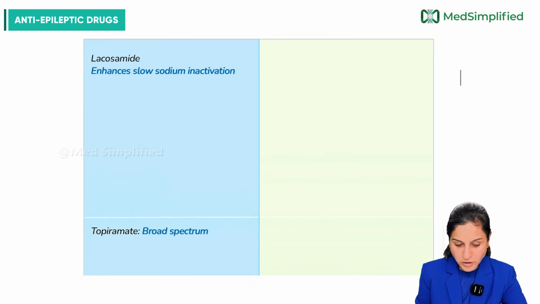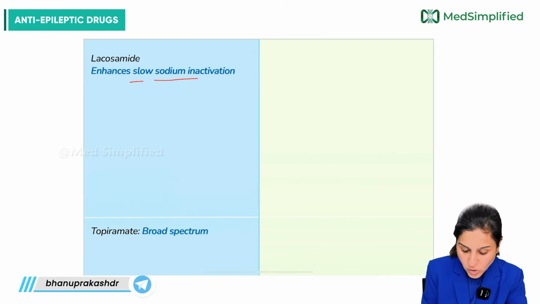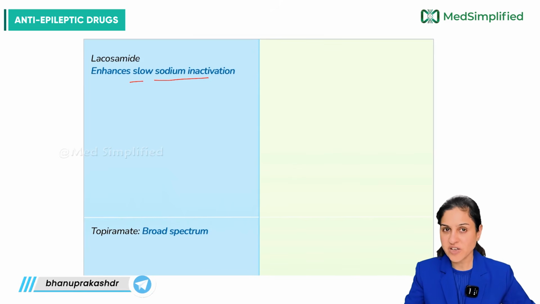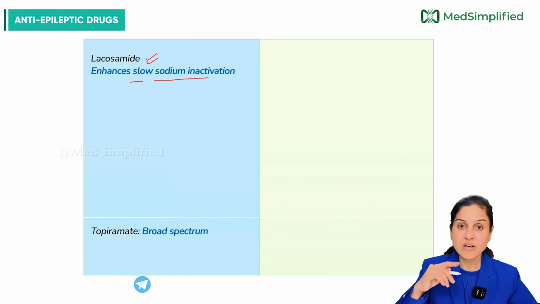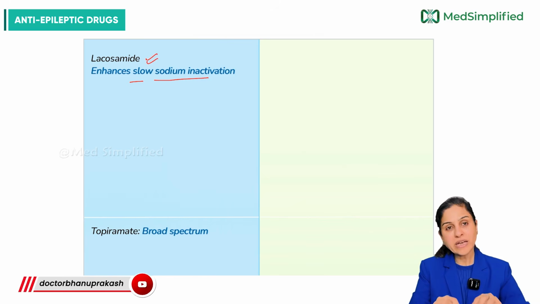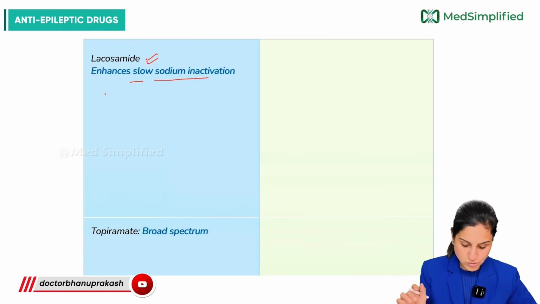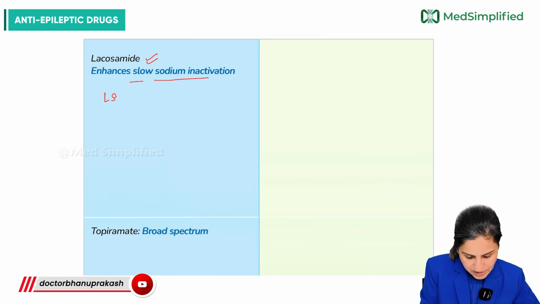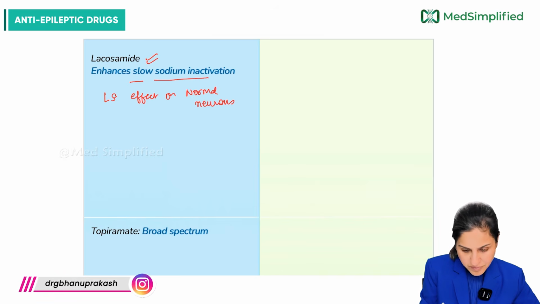Okay. Moving on to the next drug, it is lacosamide, the one in the question. So it enhances the slow sodium inactivation. So always see the question. It is the slow sodium inactivation. They would have mentioned this, right? So what does it do? Slow sodium inactivation. So it will stabilize the neurons which are in the depolarized phase, right? So they have less effect on the normal neurons, right?